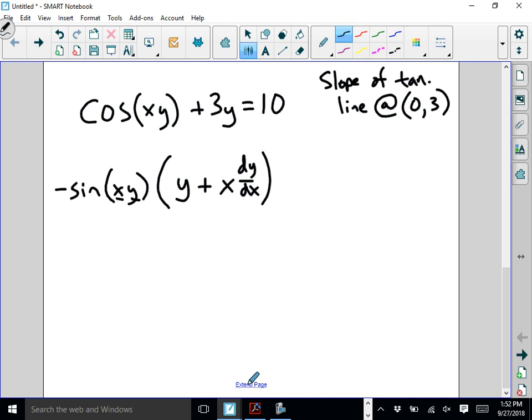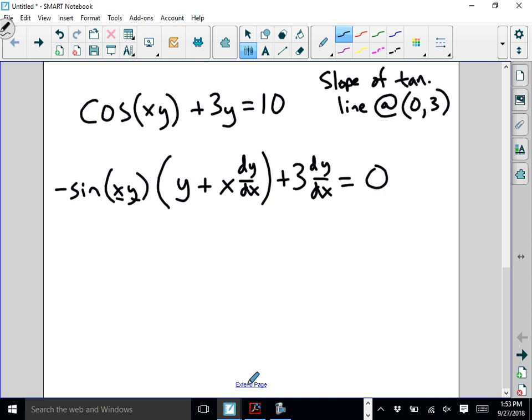Now I just have to go and do the derivative of 3y. Well, that's going to be 3 dy/dx. And that whole thing is obviously going to equal 0 because the derivative of 10 is 0. Okay. Now we have to figure out how we're going to get dy/dx by itself. And one way that we can address this problem is we can distribute that negative sine of xy in there. It's not the only way to solve this problem, but it was my first instinct in solving it.